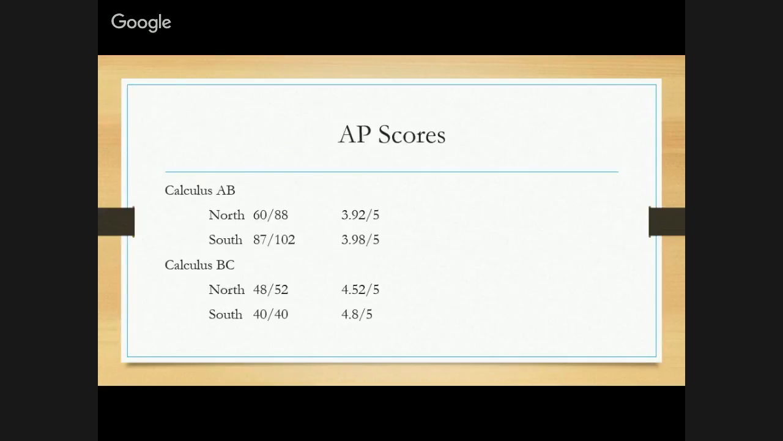So we do a great job with our AP scores. Calculus AB is the equivalent of 1 semester of college calculus. You can see that a large percentage of our students last year took the exam, and they did very well on it. Typically, most universities will accept a 3, 4, or 5, depending on what the university deems themselves to accept.